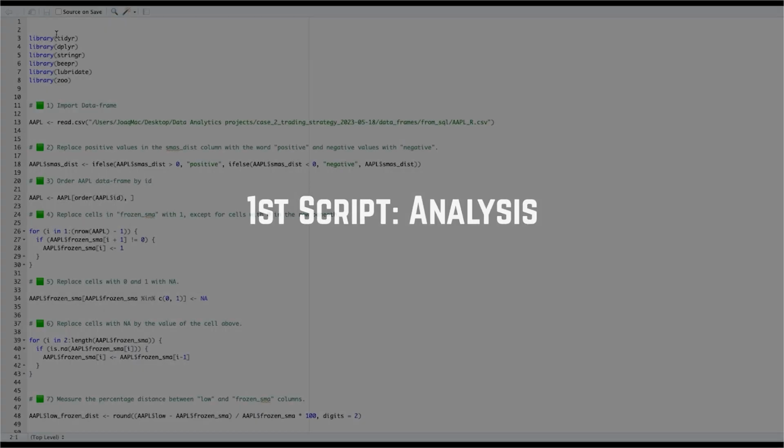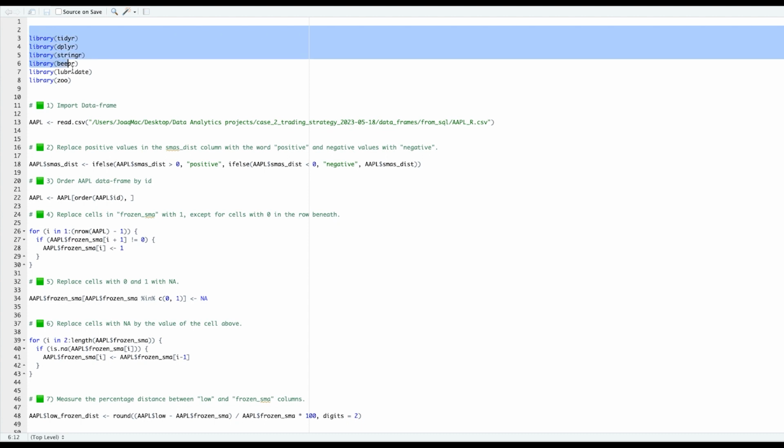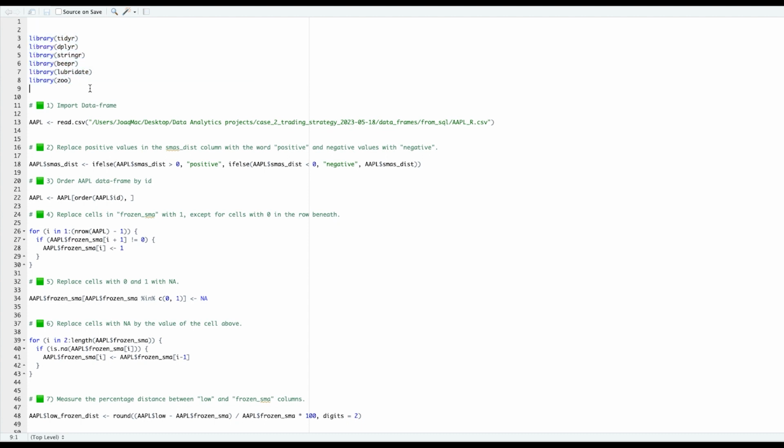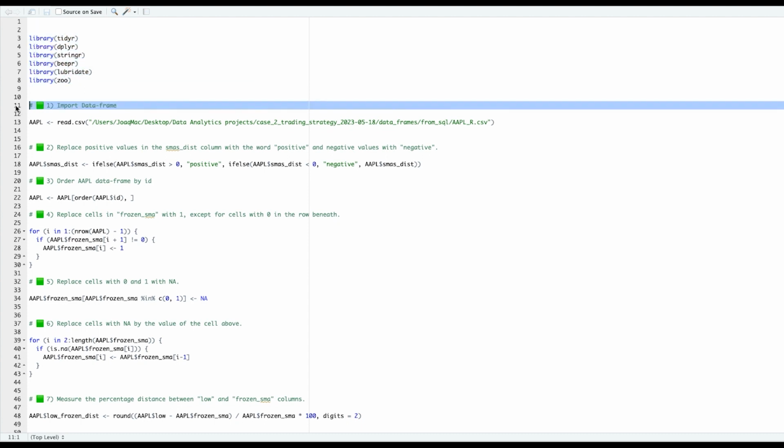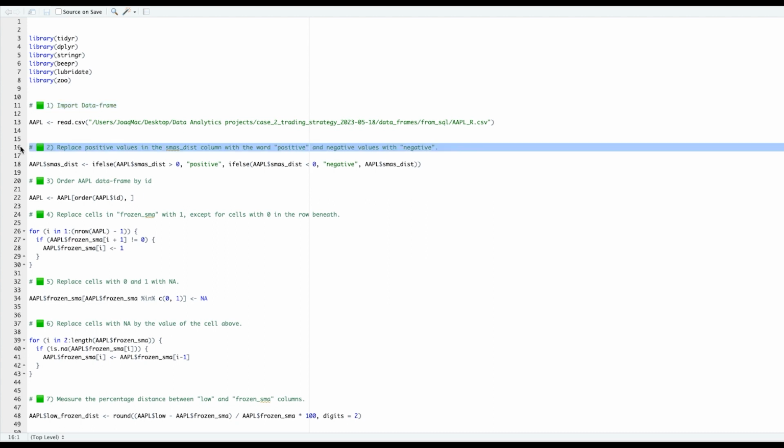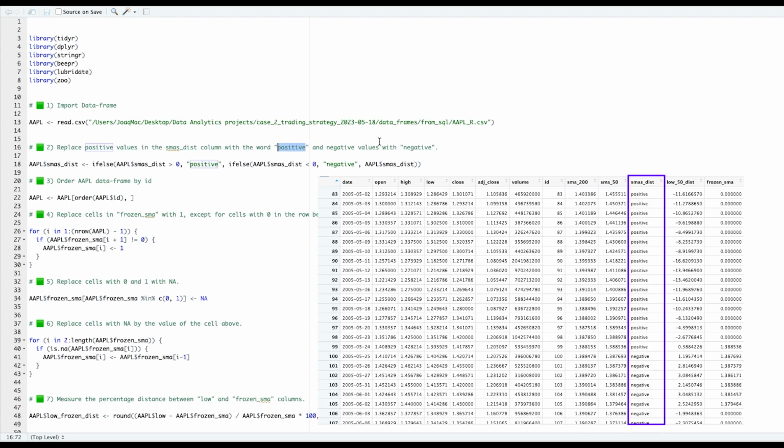Now, we are gonna go through the first script, where I began by loading the packages needed for the analysis. First, I imported the data frame that comes from SQL. Next, I replaced the positive values in the SMA distance column, which represents the distance between the 50 and the 200 SMA, with the word positive, and negative values with the word negative.